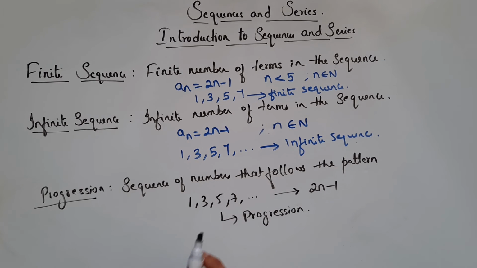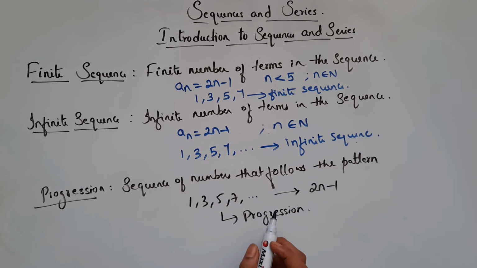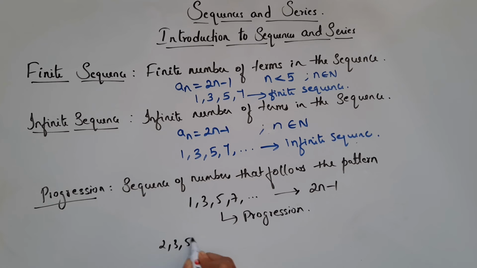So here all sequences are not progressions. If you see the sequence of primes, we know primes are 2, 3, 5, 7, 11, 13 and so on. Here there is no visible pattern. That means there is no particular pattern to find the next number, the next term. So therefore this is not a progression.